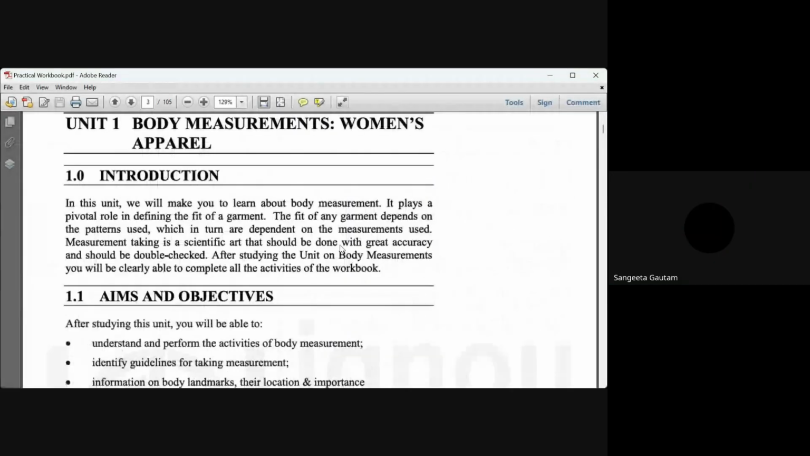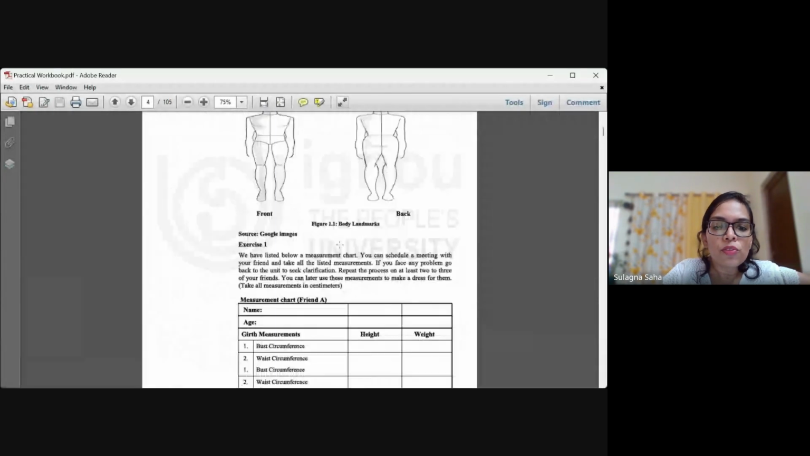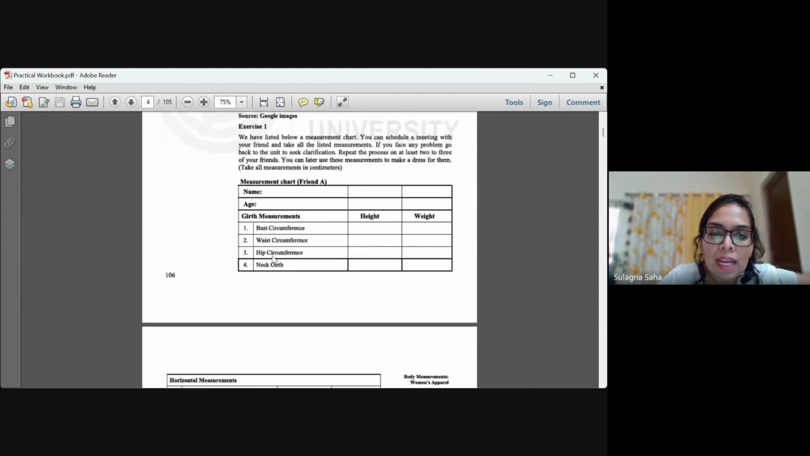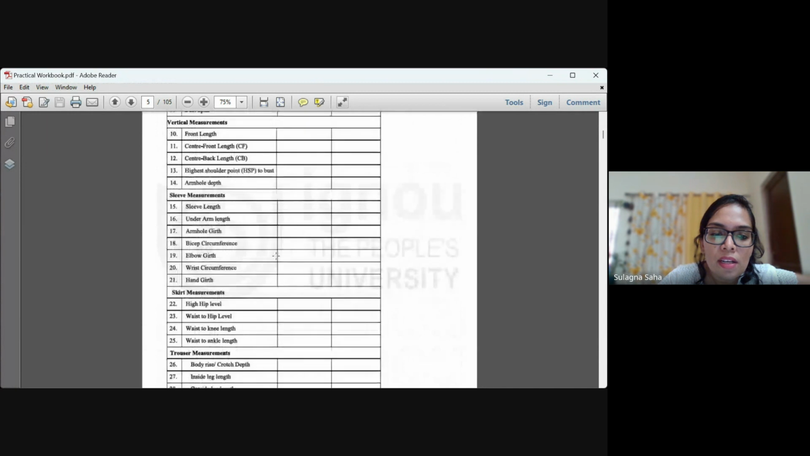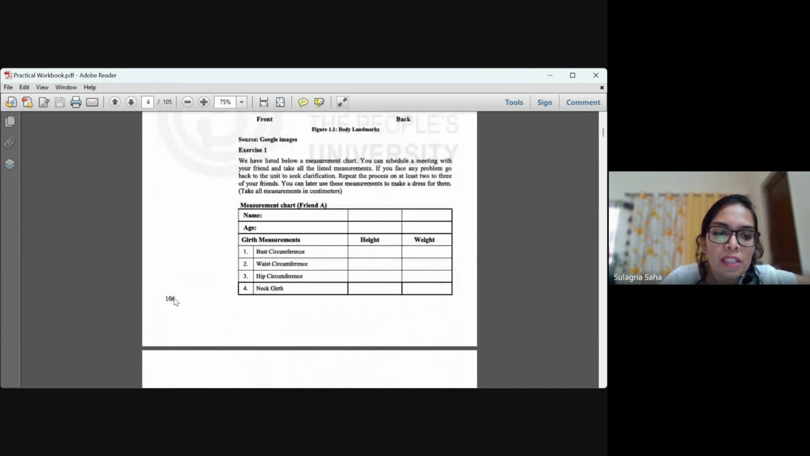Yes, ma'am. Okay, so this is your practical workbook. Now, there are few things which you would need to do. First is making this measurement chart. I'm pretty sure you will have friends there. You can ask one of your friends, and you need to complete this measurement chart. The first exercise number 1 is on page number 106. So there is a measurement chart which you have to make.